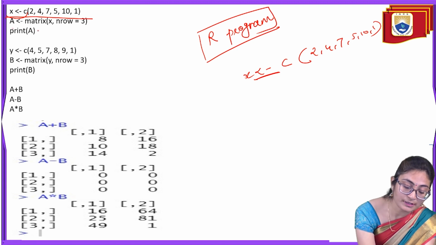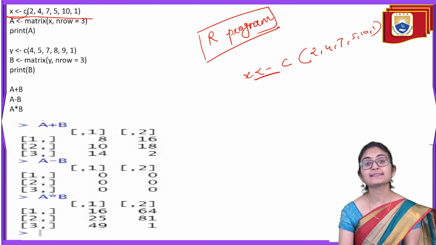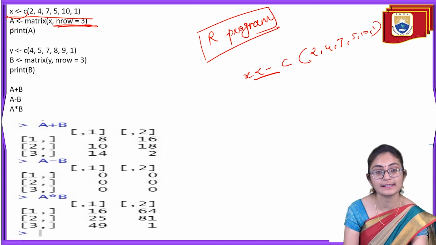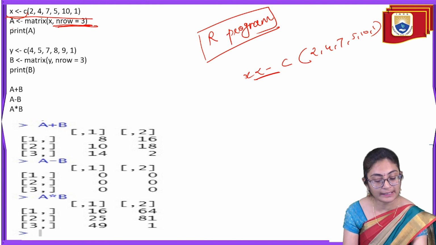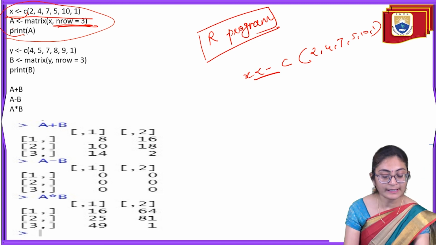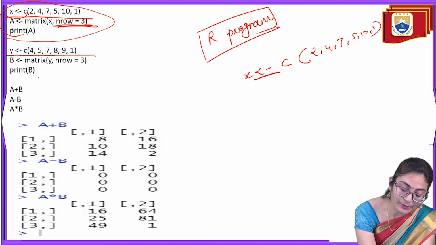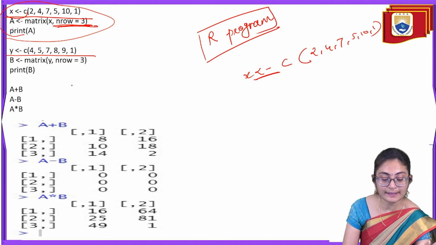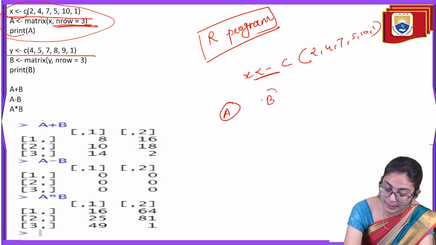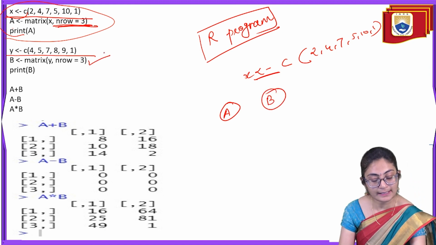Now I used A as a matrix. Then X comma, I declared the number of rows as 3. Now I have to print A, and when I print A, all of these will print in matrix form. Then after that Y will be created using the same function, but I used the B matrix, and here also the rows are 3.